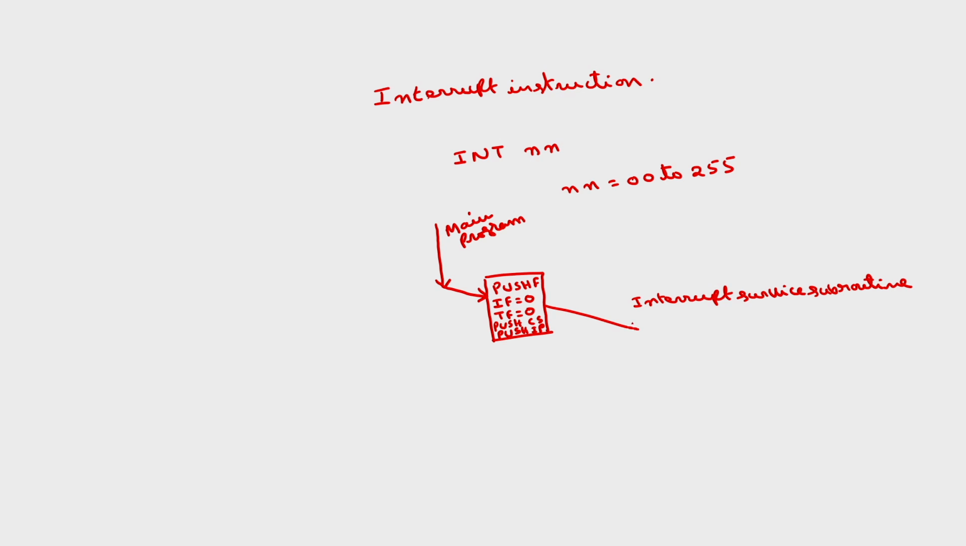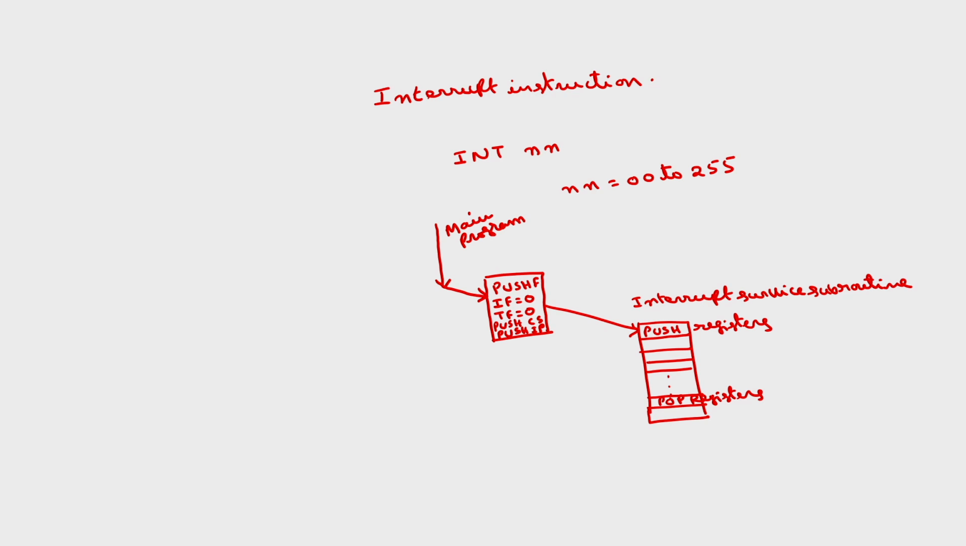Then in the interrupt service subroutine, first it will push all the registers, then it will execute the subroutine, and before returning, it will pop all the registers. So, this is why it has to push all the registers and why it has to pop the registers.